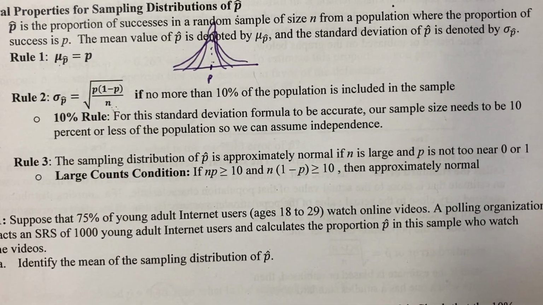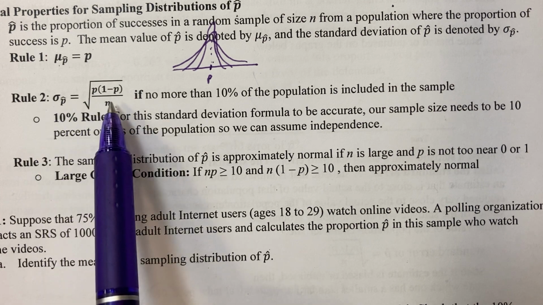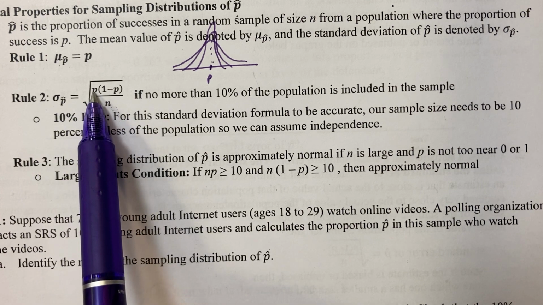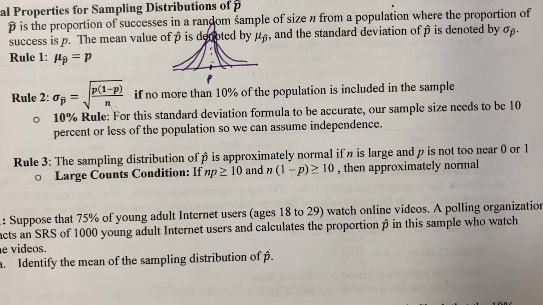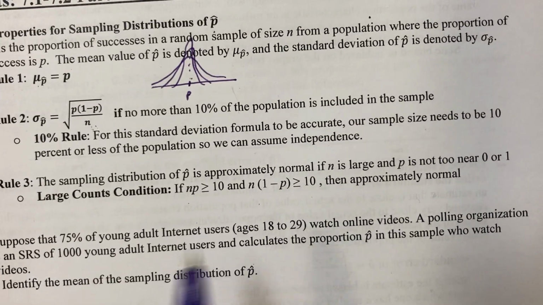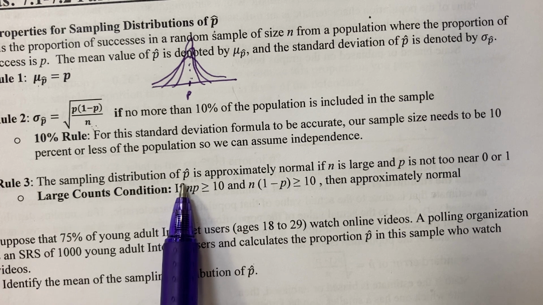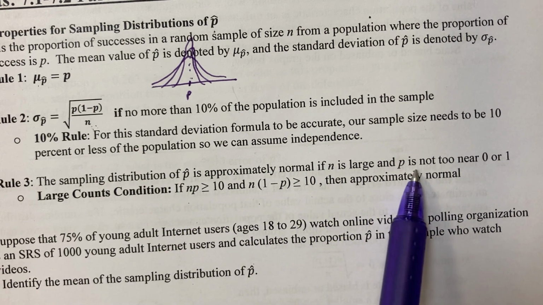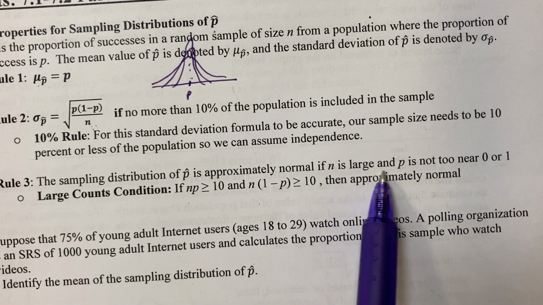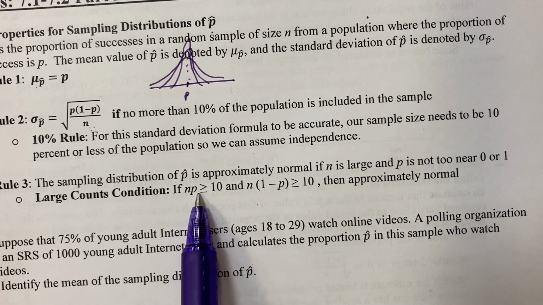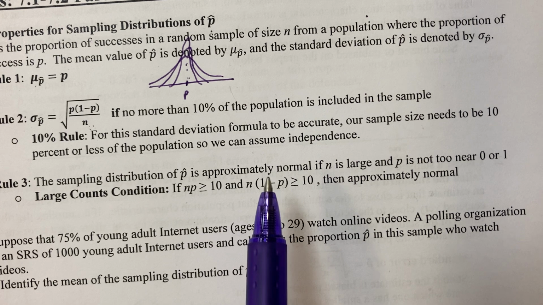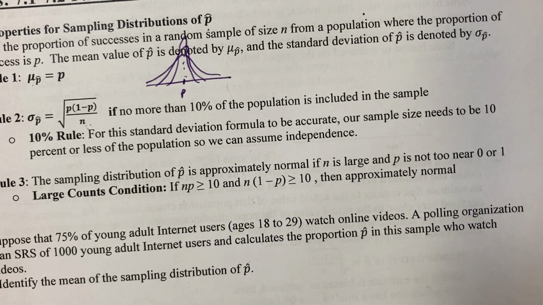All right, so to recap, how do I make this small? I make N big, or I make P far from 0.5. So you kind of gotta know that. And then 3, the sampling distributions will be approximately normal if N is large and P is not too near 0 or 1. Large counts condition. This is how you check that. If this is true and this is true, then you're approximately normal.